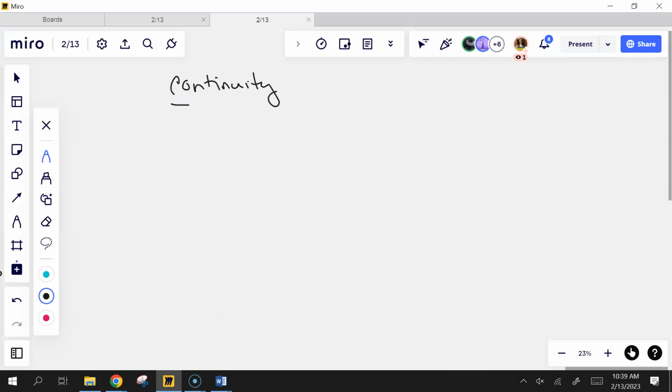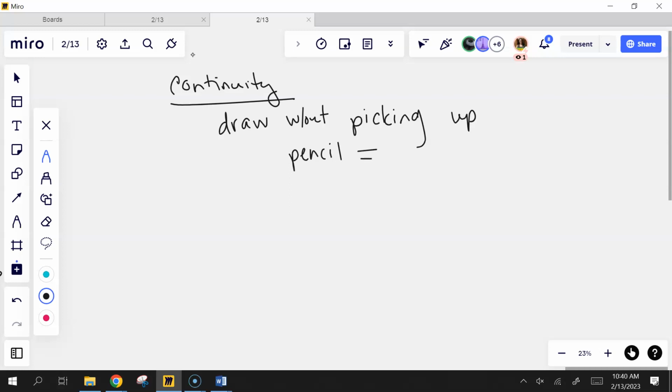If you can draw the graph... Have we not talked about this? Sometimes pre-cal blends in with you guys. If I can draw the graph without picking up my pencil, then it's continuous.